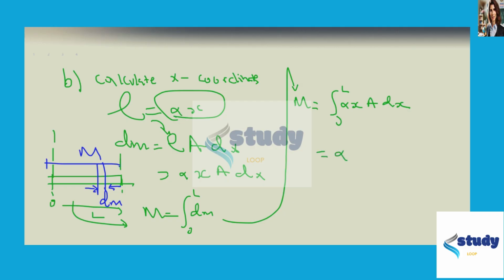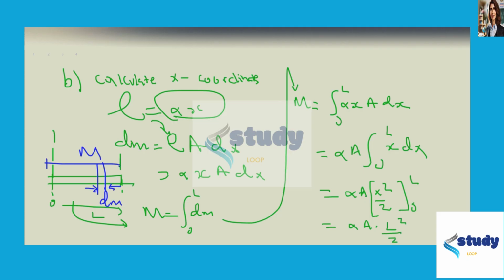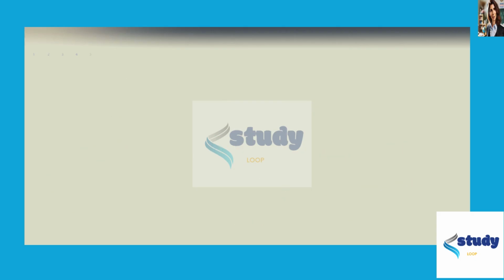Alpha and a are constant, so you can pull them out, integral of x dx from 0 to L, and then do the integral. We have alpha a, x dx. We have x squared over 2 from 0 to L. The constant is outside, so we can leave it out. If we plug in those numbers into the integral, we get L squared over 2. And that's a new relationship for the mass m. So m equals alpha A L squared over 2.